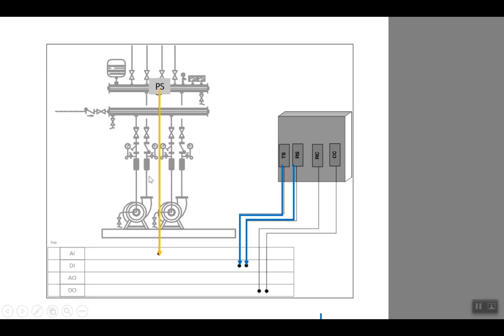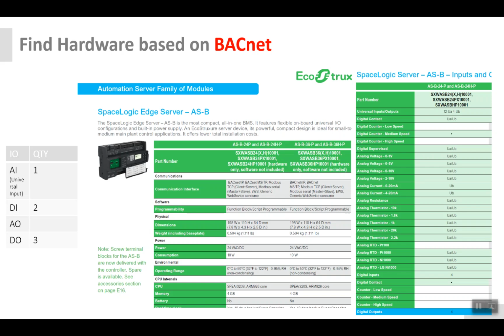Then we need the reset command. If a trip happens, we should be able to send the reset command from the BMS control system. So we need a digital output for that. And also we need to be able to switch the system on and off. So we need the control command for that.